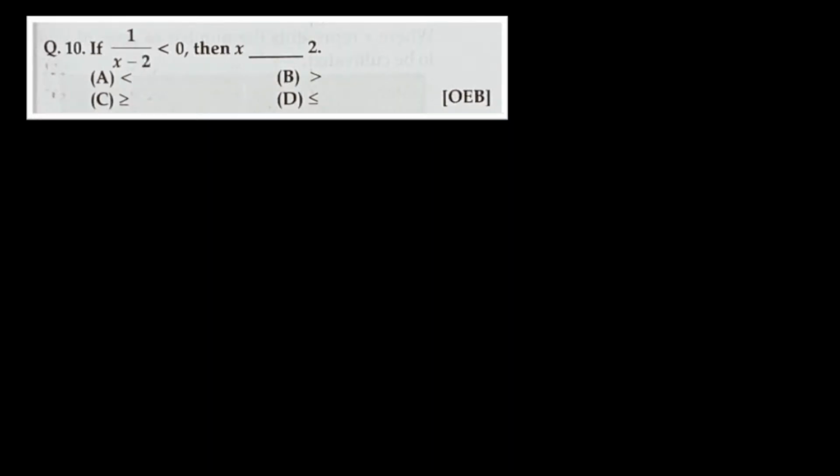Let's do the next question. Question number 10. Questions number 9 and 10 are a little more logical. Now it's mentioned 1 by x minus 2 is less than 0. Then which inequality will come here? Which inequality will come? Now you see, this also we will apply with logic only.